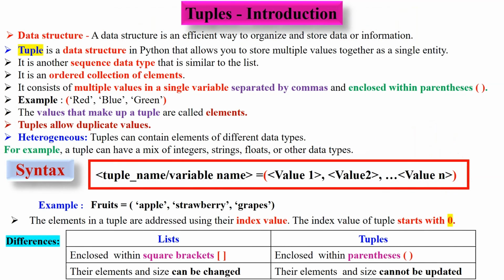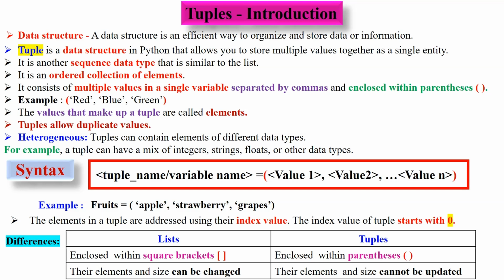Let's learn about tuples in Python. What do you mean by the term data structure? A data structure is an efficient way to organize and store data or information. We have learned that lists are data structures that store related data items. Now, we are going to discuss another Python sequence, tuples. Tuple is a data structure in Python that allows you to store multiple values together as a single entity. It is another sequence data type that is similar to the list.